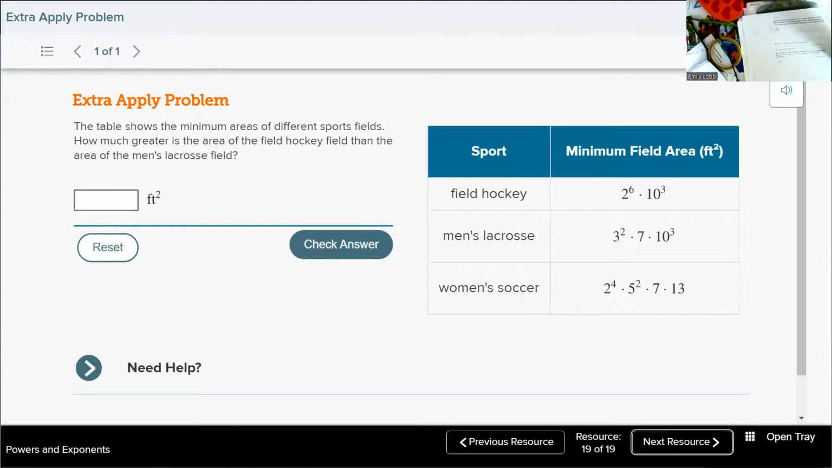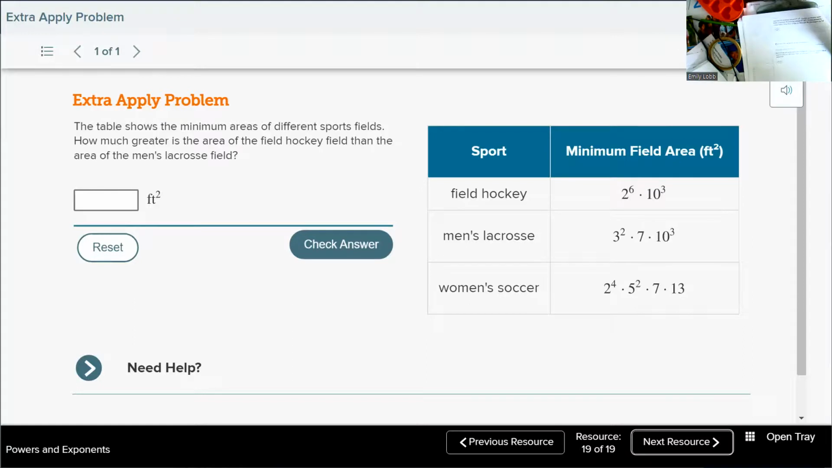Field hockey field. So let's look at the table. We have field hockey, men's lacrosse, and women's soccer. Well, this is interesting. So the table shows the minimum areas of different sports fields. How much greater is the area of the field hockey field than the area of the men's lacrosse field? So which area do we not even need at all? The women's soccer, exactly. So that is just extraneous information.